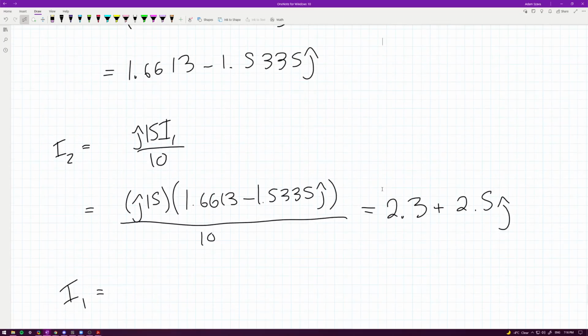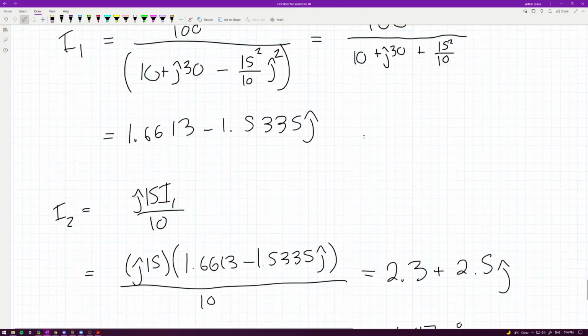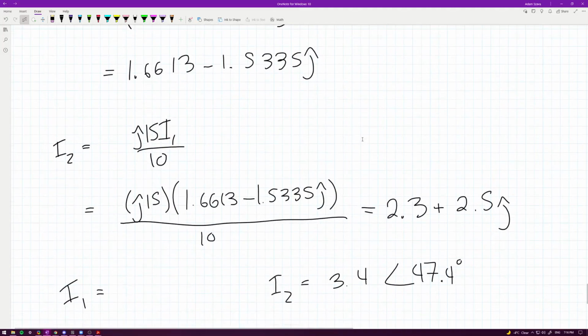So I'll just quickly get the magnitude of everything. I can get the magnitude of the last one pretty easily. So I2 is going to be 3.4 to an angle, and I'll just find the angle, tan inverse of 2.5 over 2.3, to an angle 47.4. And then I1 is going to be negative x, so tan inverse of negative 1.53.